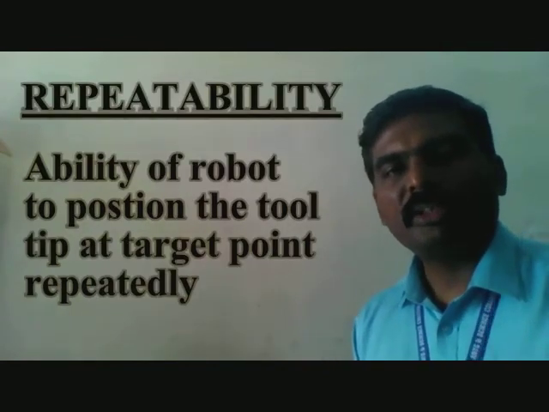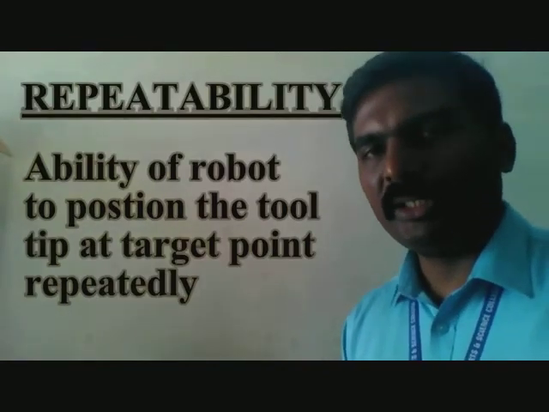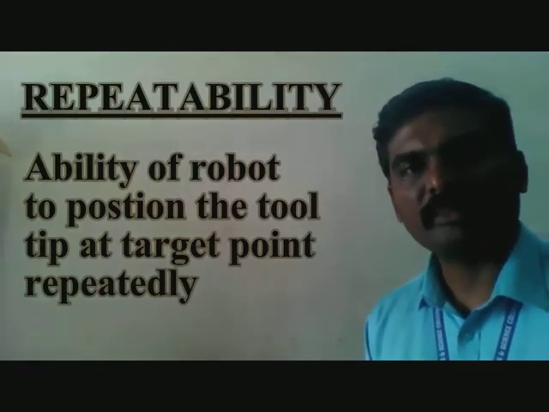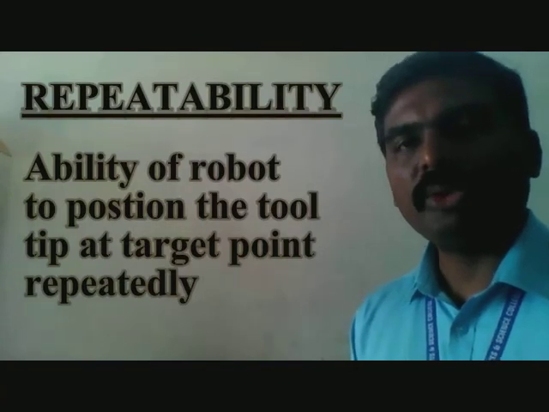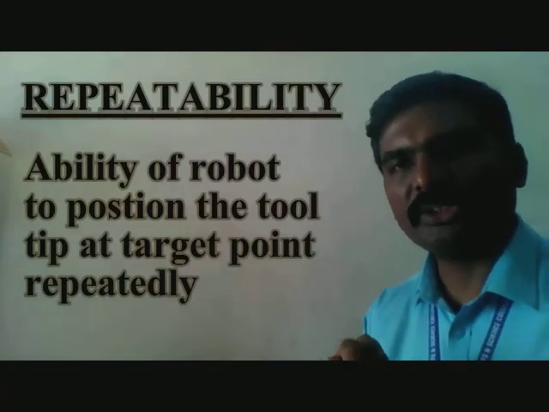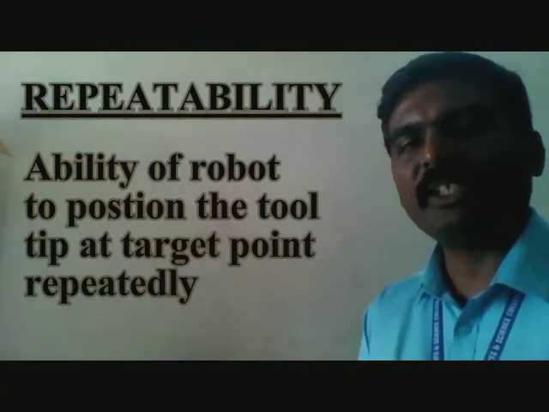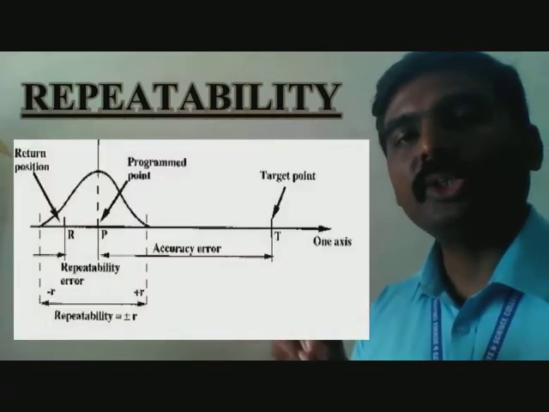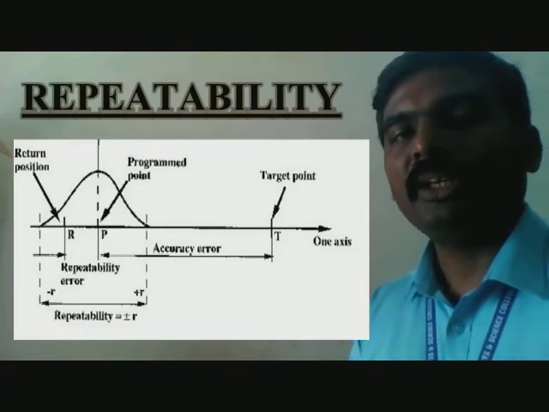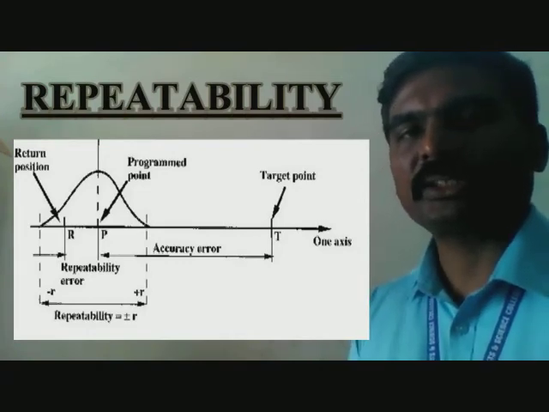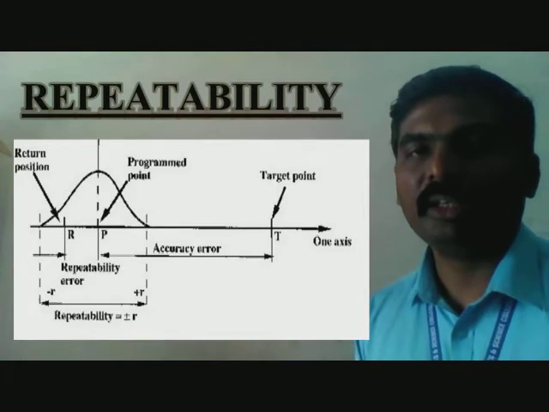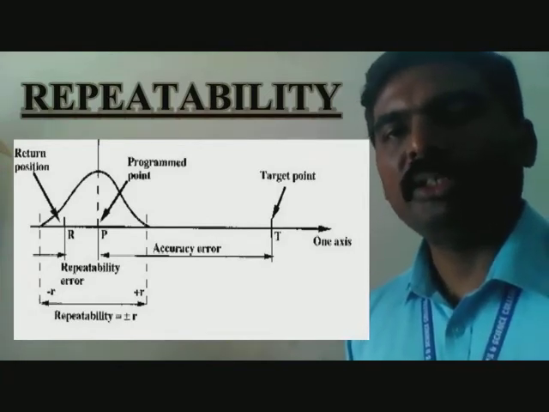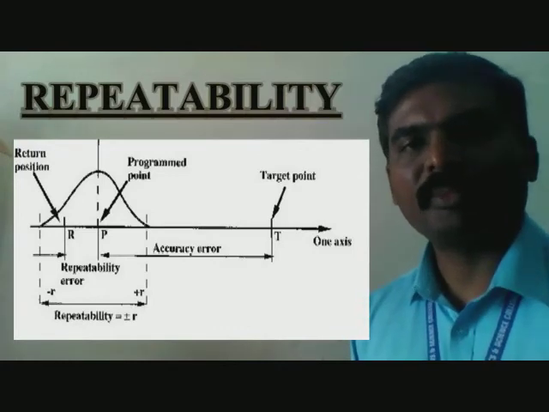Okay, next we are going to discuss repeatability of a robot. What is repeatability? That is the ability of the robot to position its wrist at a specified target repeatedly. The ability of the robot to position the tooltip repeatedly over a specified target. Repeatability error is a random variable and will have the shape of a normal distribution.